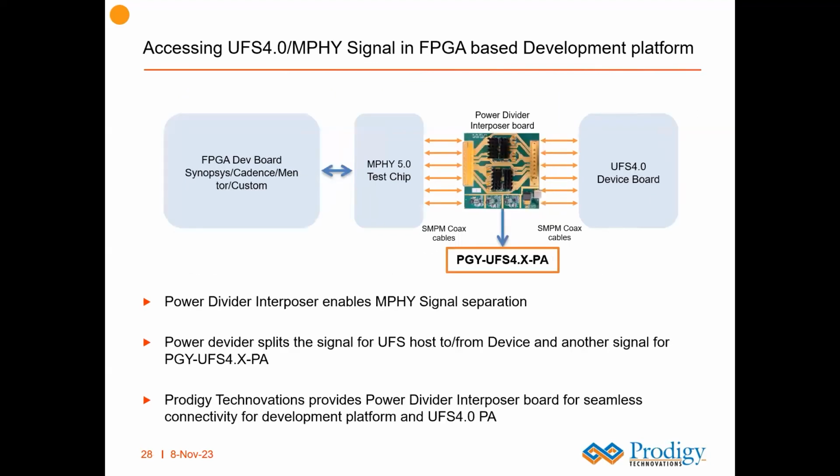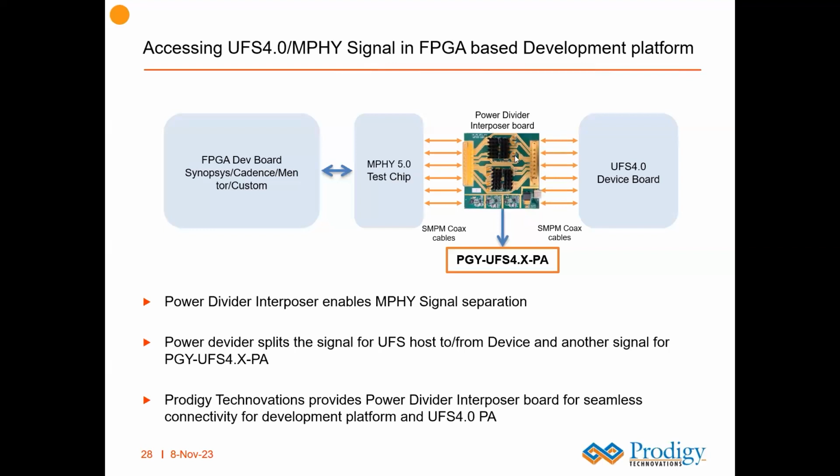Now, how we address that is we have developed a power divider interposer board. This will sit between your development platform, and we can connect your host side to one end of the interposer board, and the device side connected to the other one. Now, the signal will go from the host to device using a passive circuit. There is no active circuit present between the host and device. Through the power divider circuit, we are tapping a small portion of the signal and taking it to our active probe circuit and driving it to the protocol analyzer.